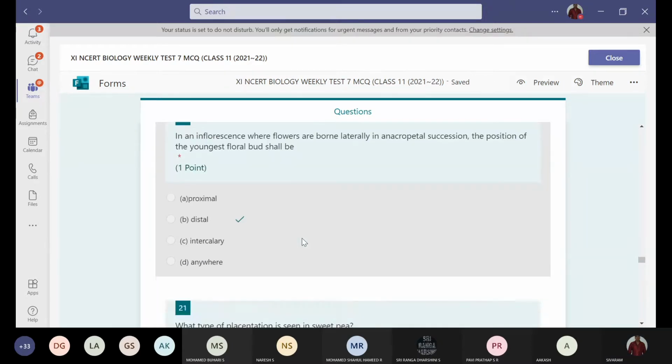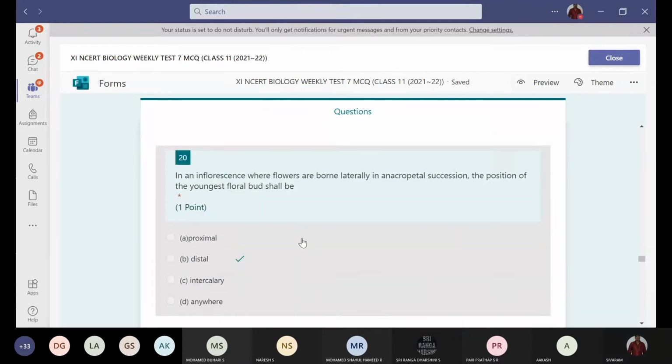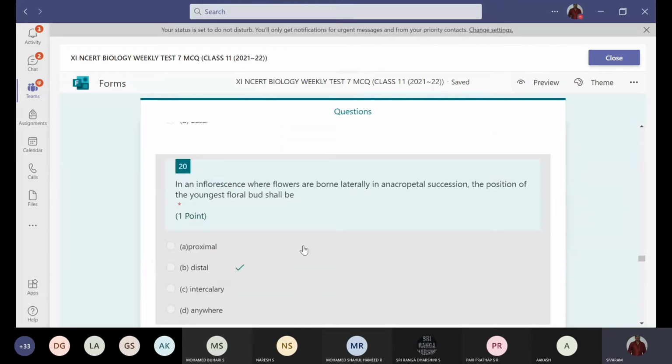Okay, that is option B. And next, in an inflorescence where flowers are born laterally in an acropetal succession, the position of the youngest flower bud shall be. If it is an acropetal succession, it represents the racemose type of inflorescence. In racemose inflorescence, the young flowers are present at the tip, that is at the distal, not at the proximal. Proximal means lower, distal means at the last. So the young are present at the distal region.